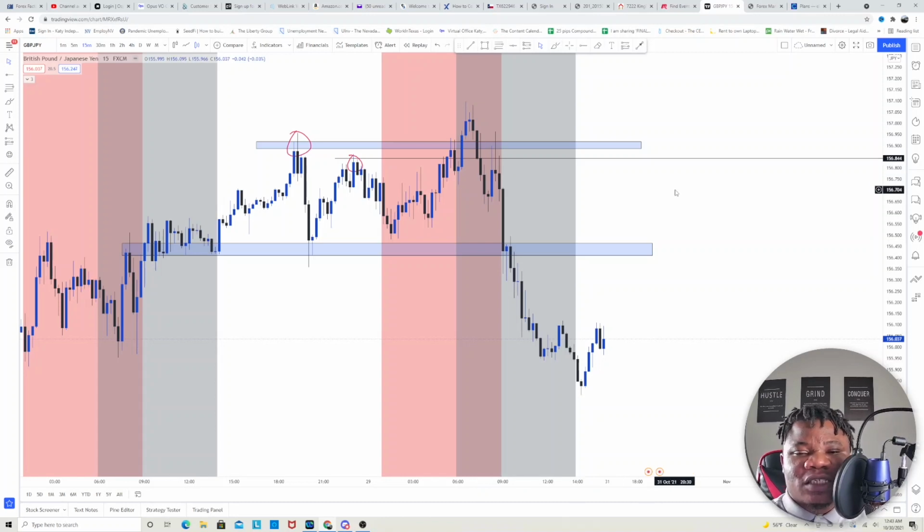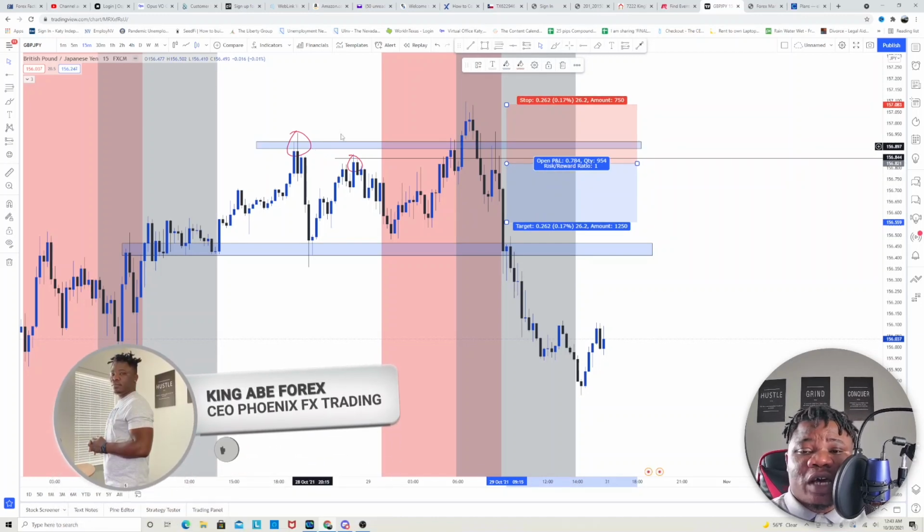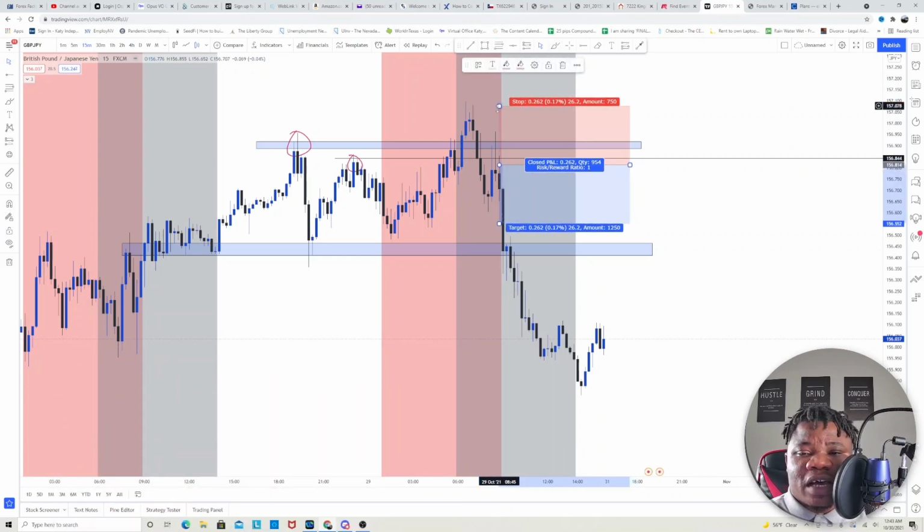My first bias was wrong because at the end of the day, the market is always going to do what it wants to do. So now I'll have my entry. Since my first bias was wrong, and I see that price broke the previous high of the Asian session, I'll have my entry right below this zone right here. Take a sell position right there, and I'll have my stop loss right above my previous high. I'll just give it more room.